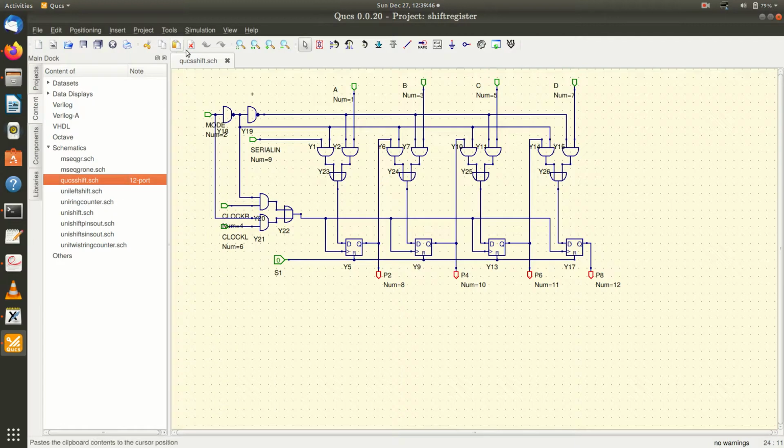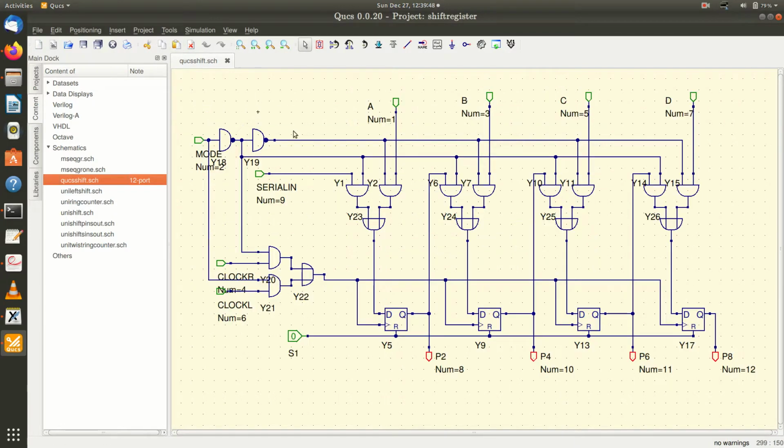Now you can see this circuit. This is a QUCS subcircuit of a 4-bit universal shift register. All the 4 data operations plus left shifting and right shifting are possible in this circuit. This is made possible with the help of a 2:1 multiplexer. You can see the 4 D flip-flops are there.